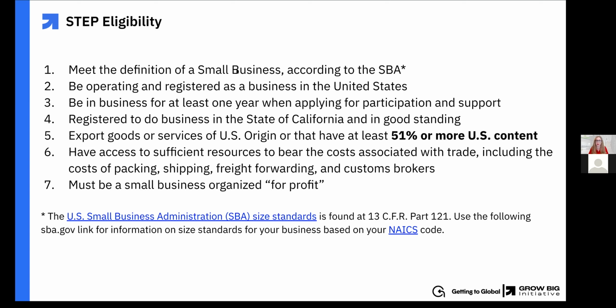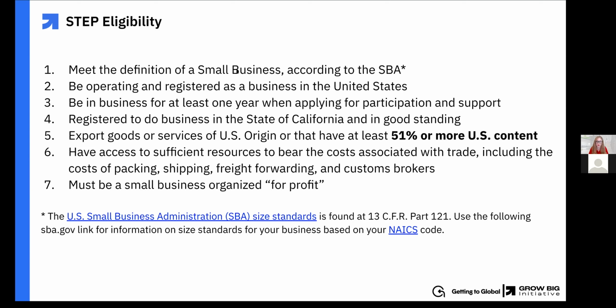You must operate and register your business in the United States. You must be in business for at least 1 year at the time you apply for the grant. You have to be in good standing with the state of California. You can also be a sole proprietorship as long as you are recorded with the county in which you are operating your business. Your products must have at least 51% US content.